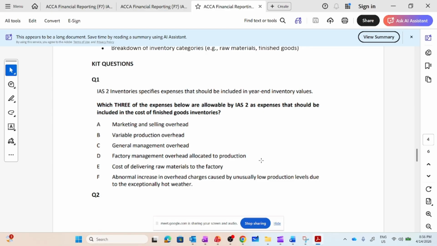So basically, the correct answer: B is correct, variable production overhead. D, factory management overhead allocated to production, and E, cost of delivery of raw material to factory. A is wrong because marketing and selling cannot be included as part of the cost of the inventory.